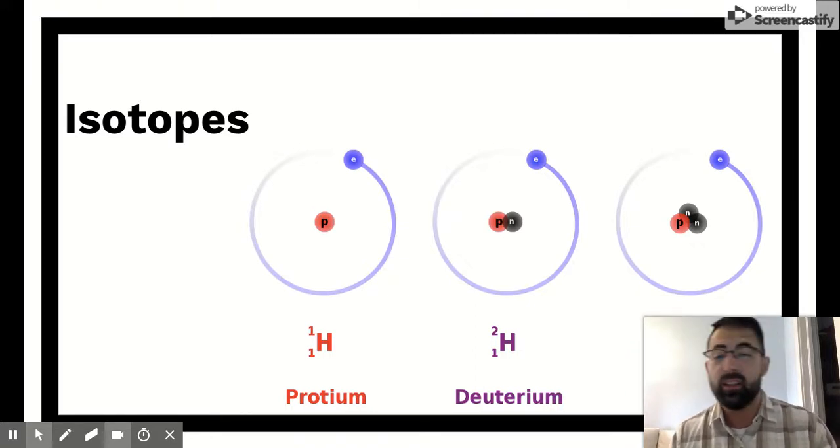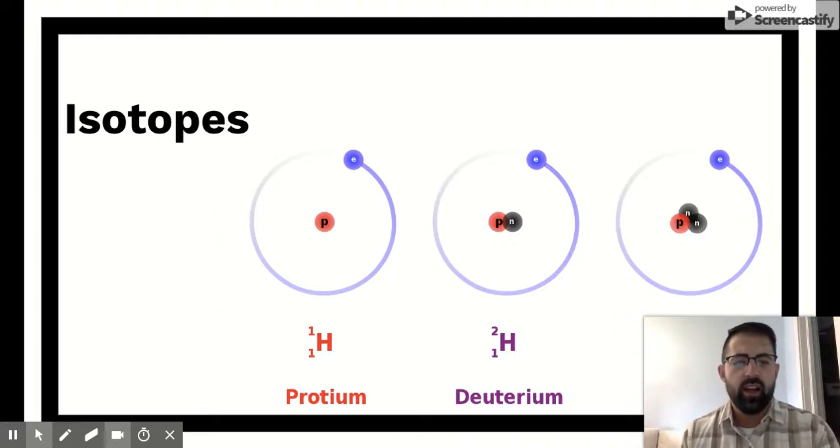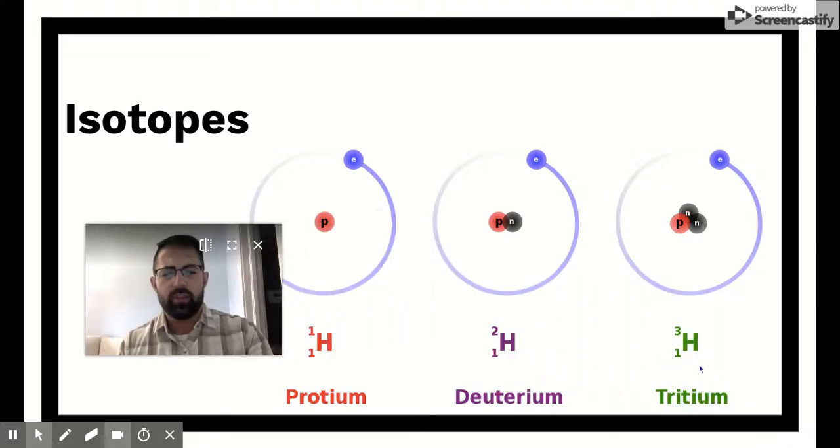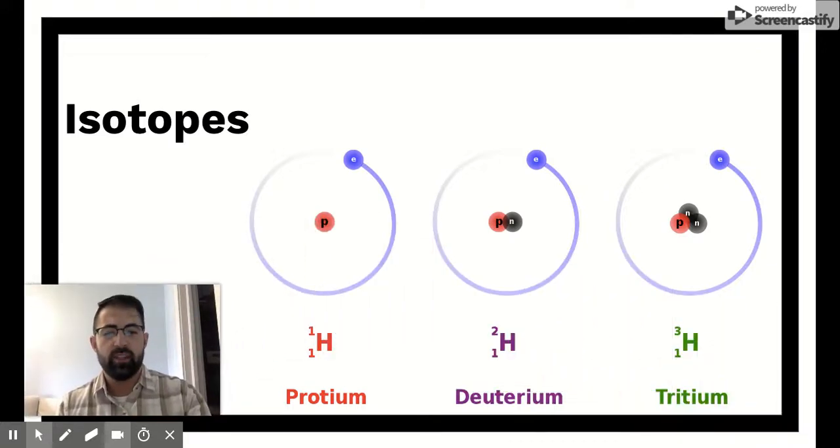I'll explain later. Isotopes! This is what happens when the number of neutrons is different. Helium's the easiest one to see, then we'll look at some other examples. But helium comes in three forms.